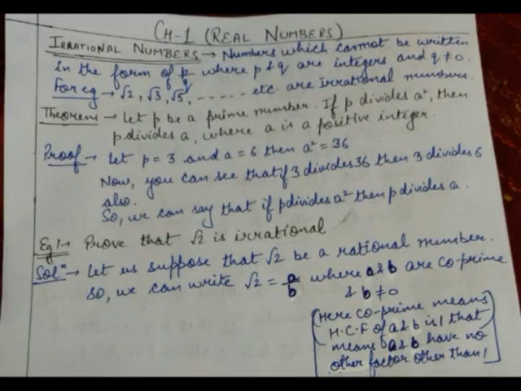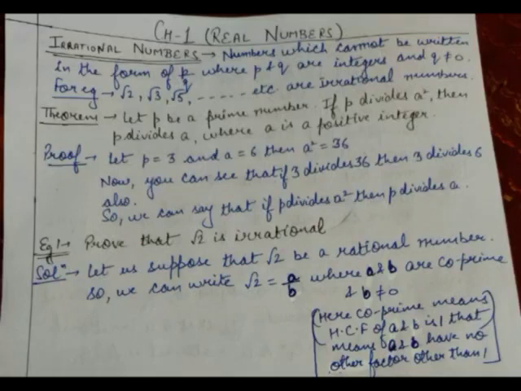In our next class, we will be studying irrational numbers, although we have discussed these in previous classes also. So, we are starting with a definition. Irrational numbers are numbers which cannot be written in the form of p by q, where p and q are integers and q is not equal to 0. For example, root 2, root 3, root 5, and so on are irrational numbers.